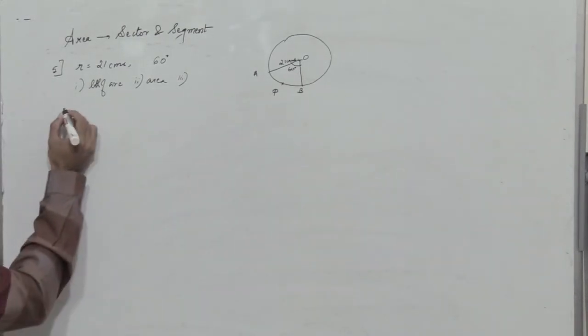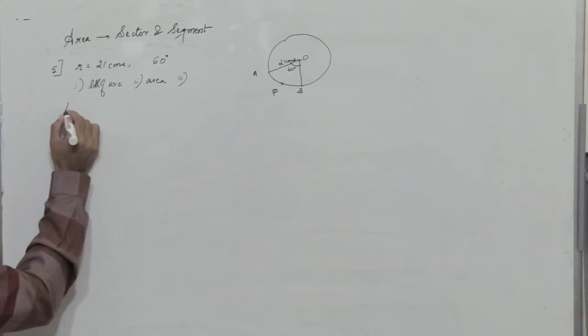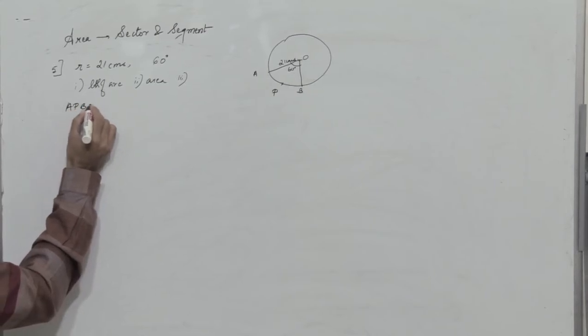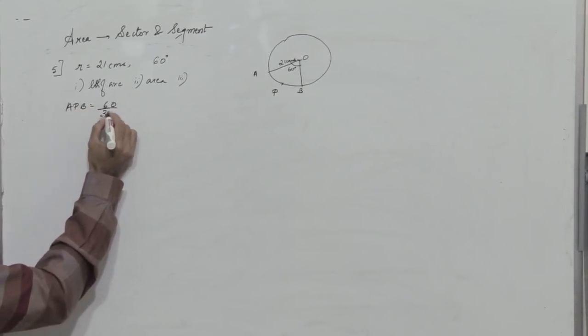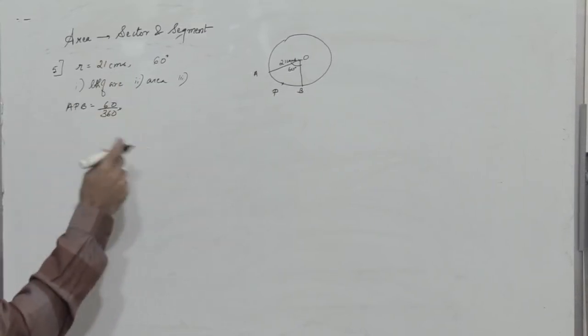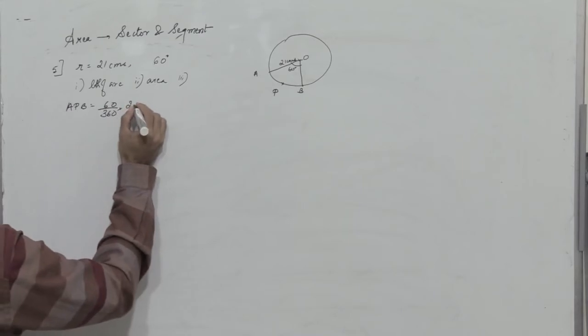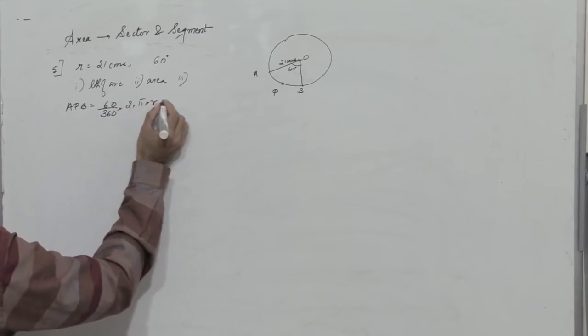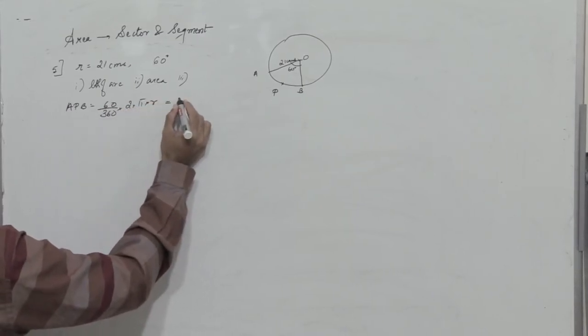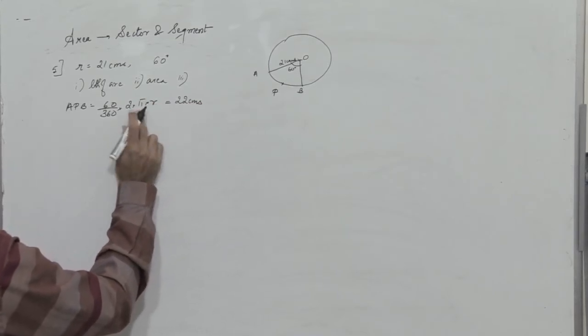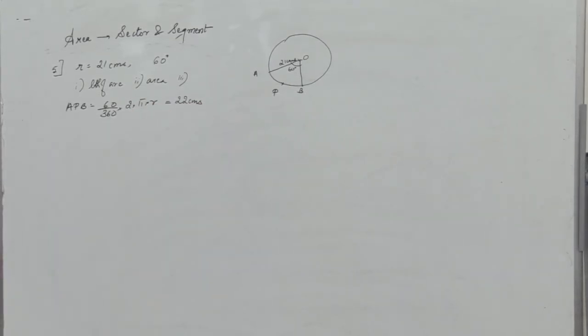So the first thing is the length of the arc APB, which is 60 by 360 into the entire circumference of the circle, which is 2 into pi into r. So r is 21, pi is 22 by 7. So we get it as 22 centimeters.